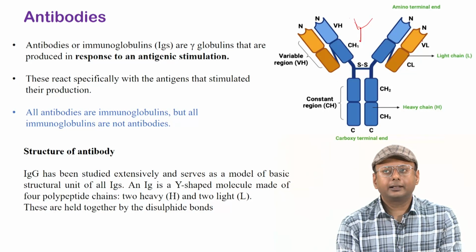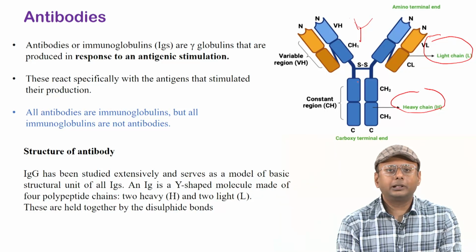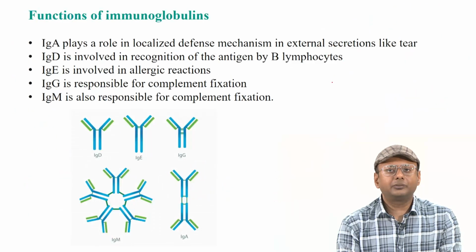So, you can see there are light chains and heavy chains. These are all polypeptide chains, and they are held together by disulfide bonds. Okay, and there are different classes of antibodies we also discussed. For example, IgA has a very crucial role to play in localized defense mechanism, and IgD is also involved in recognition of antigen by B lymphocytes. Then IgE is involved in allergic reaction.